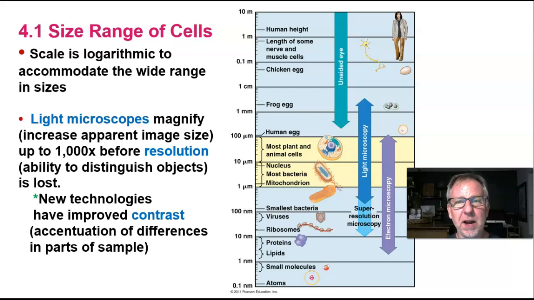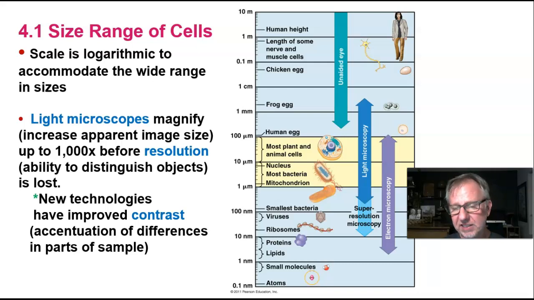Some are smaller than that. Most bacteria are between about 1 micrometer and 10 micrometers, and you need a fairly powerful light microscope to see them. And then if we go smaller than that, we can see the smallest bacteria, and then we get into viruses and ribosomes and molecules and so on. So the overall point is that if you look at this carefully and think about it, you can get a sense of how big cells are.